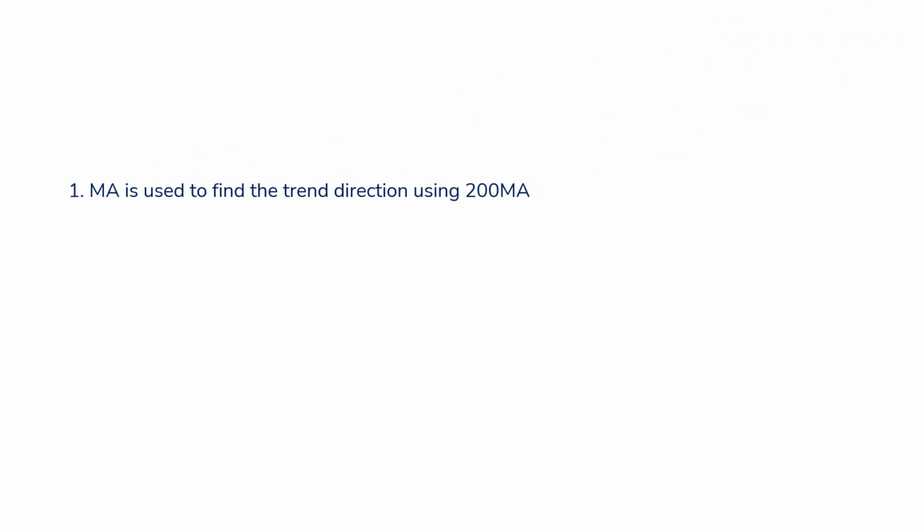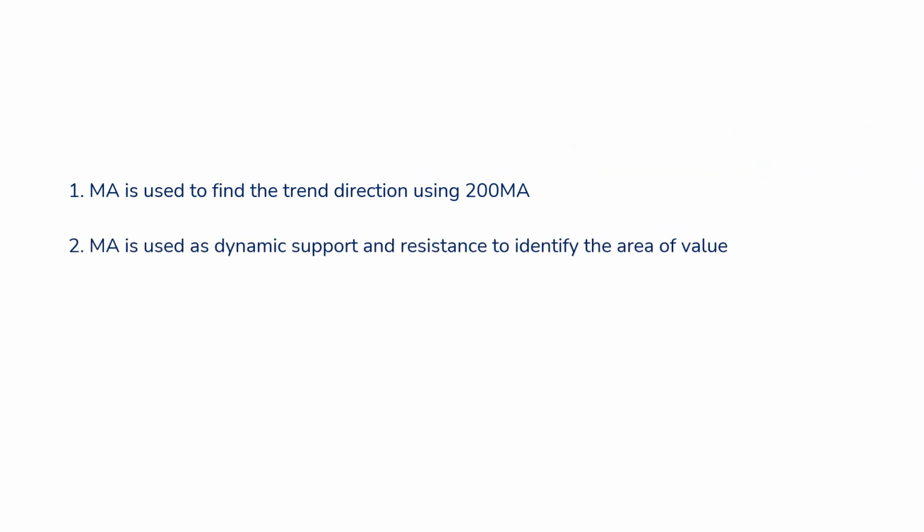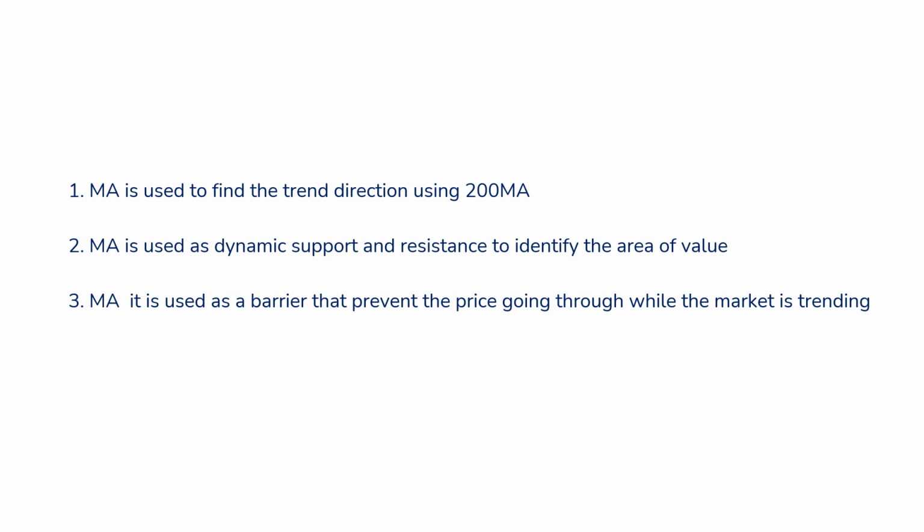Role number 1, moving average is used to find the trend direction, whether the trend is going upward or downward, using the 200 MA. The second role is that moving average is used as dynamic support and resistance to identify the area of value of the trend as an entry point. The third role, moving average is used as a barrier that prevents the price from going through and makes it bounce back while the market is trending. And finally, number 4, moving average is used as a powerful technique to set your stop loss. This way you do not get hurt financially from a sudden market reversal.